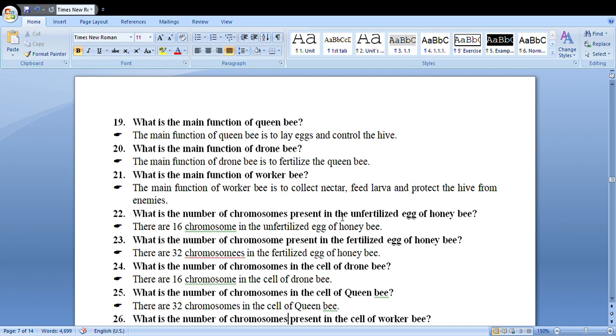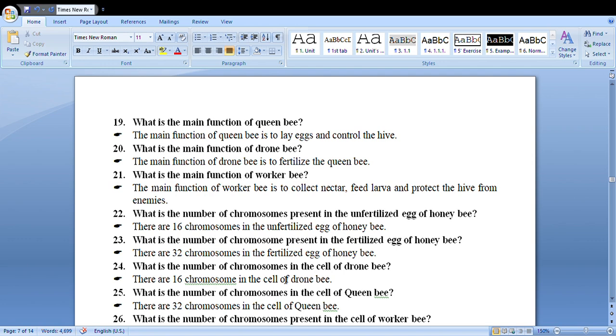What is the number of chromosomes present in the unfertilized egg of honeybee? Obviously, there are 16 chromosomes in the unfertilized egg of honeybee. What is the number of chromosomes present in the fertilized egg of honeybee? There are 32 chromosomes in the fertilized egg of honeybee.